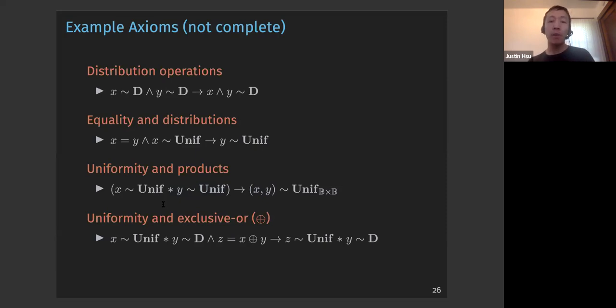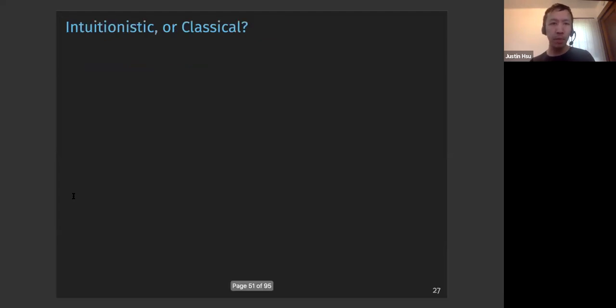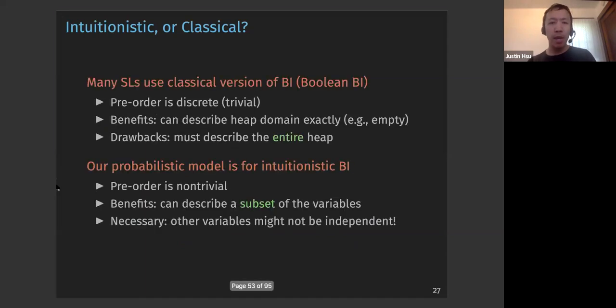Likewise, we can have other axioms that relate uniformity to exclusive OR. This one says that if X is uniform and independently Y is distributed as some other distribution, and Z is equal to X exclusive OR Y, then Z is uniform and Z is also independent of Y. Of course, none of these are complete, but these are useful for verifying small programs already. I'm going to skip over this discussion in the interest of time.